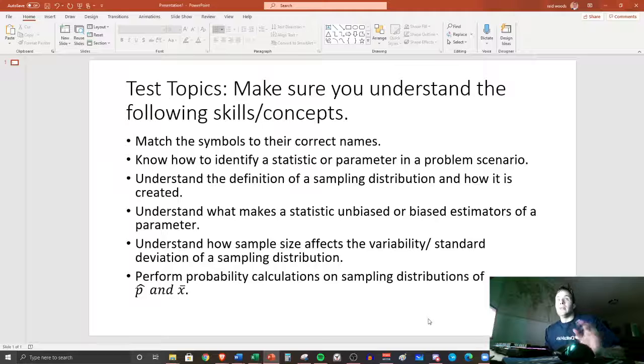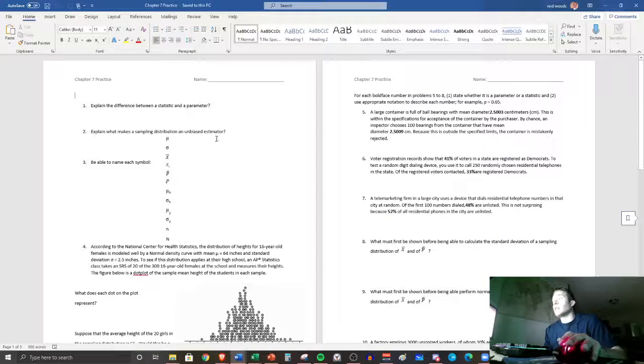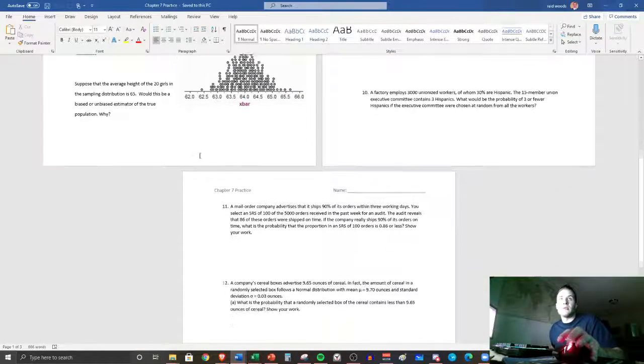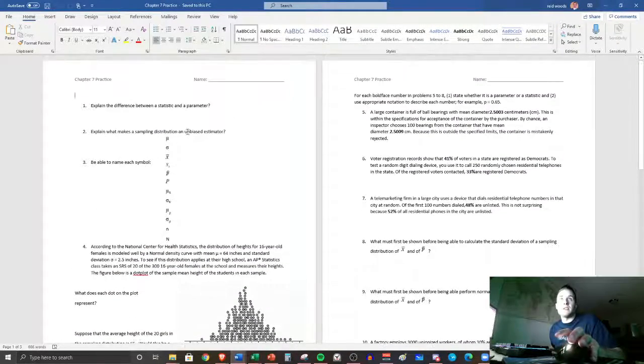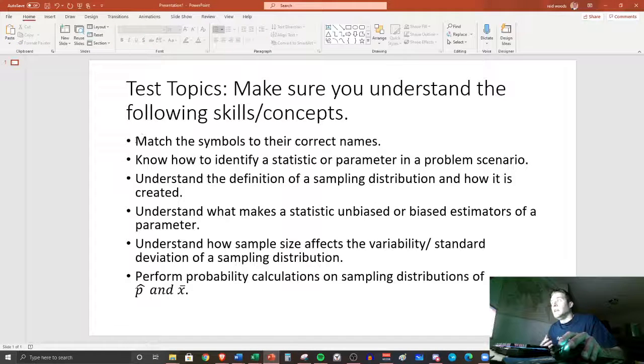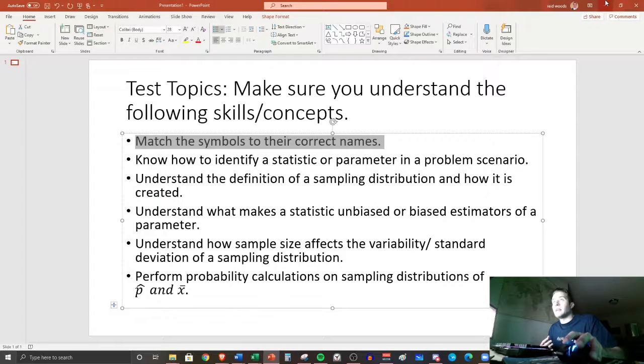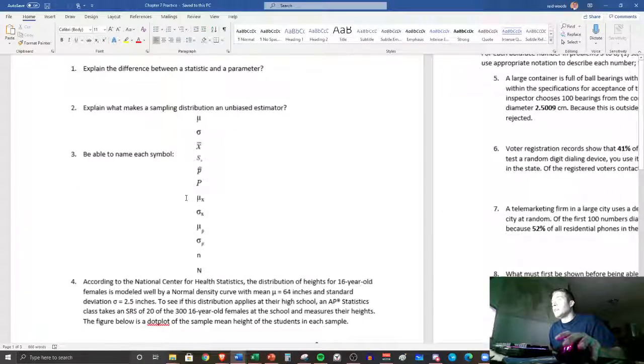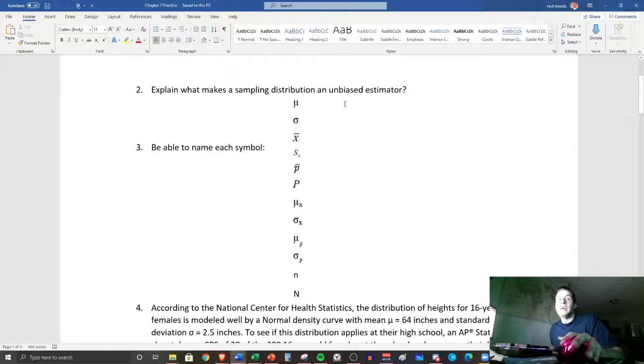Okay, so these bullet points here are the things you need to make sure that you understand how to do. A lot of these skills are on this practice worksheet here that was due last Friday, which sort of encompasses all the things that you need to know how to do. Firstly, you need to be able to match the symbols to their correct names. So on here, I've listed out all the symbols, and part of this is you're going to have to name them again. It's not enough to say, okay, this first symbol is mu. That's not good enough. You have to know what it actually means. It means population mean, okay?